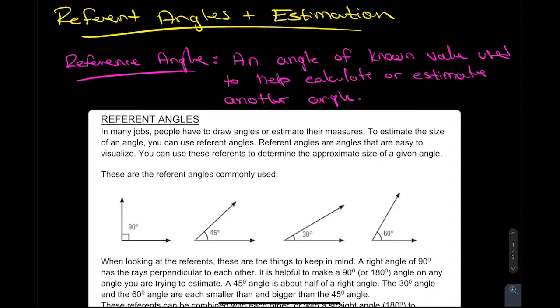So we're looking at referent angles today and estimation. This lesson is going to be quite straightforward in terms of the material that needs to be presented here, and it's going to take less than 10 minutes. So let's just look at what we're talking about here.